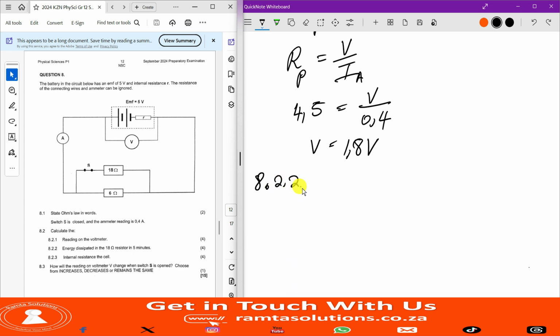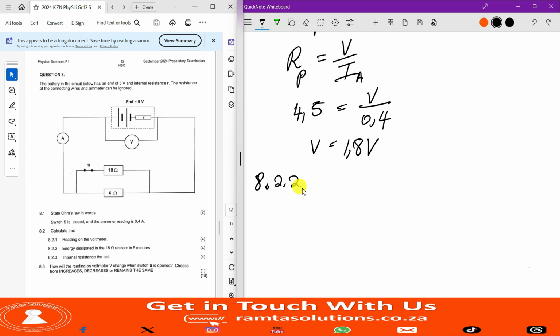8.2.2: Calculate the energy dissipated in the 18 ohm resistor in 5 minutes. Energy dissipated, we need to be careful here. It is the amount of energy, and that's the most important thing. The question is not saying the rate at which energy is dissipated. So our answer must be in units of energy.